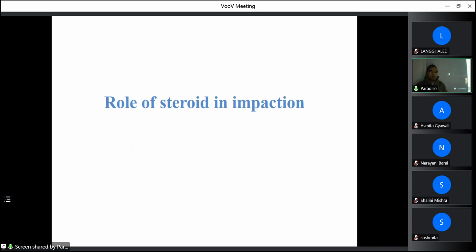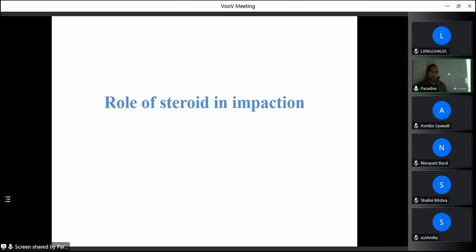Now, the role of steroids in impaction surgery: whether we use steroids or not, whether it is indicated or not. If you use a steroid, the post-operative swelling will be reduced, post-operative pain will be reduced, there will be less edematous fluid, and the recovery time will also be decreased. But the problem with steroids is, as it is an immunosuppressive agent, the chances of infection are high.